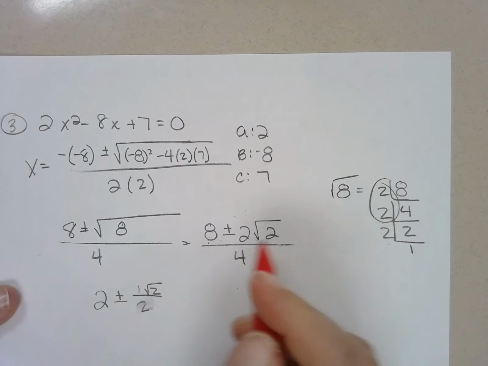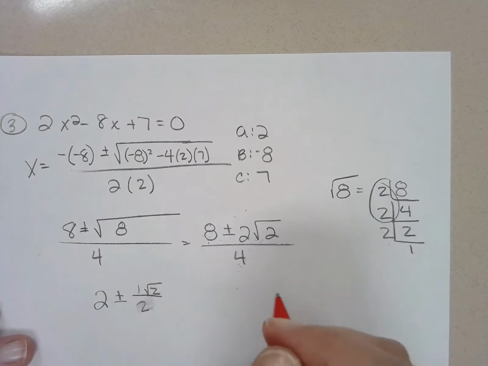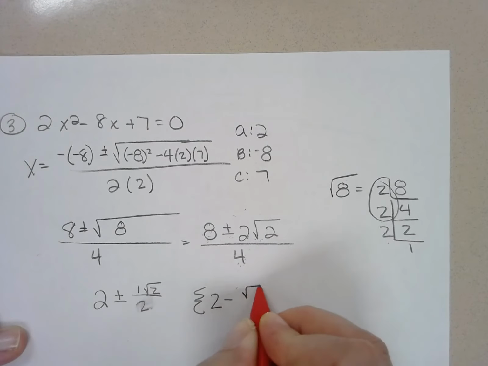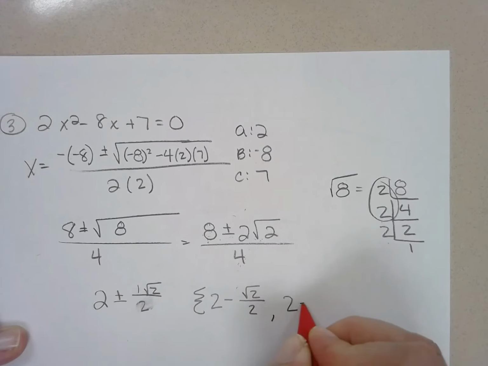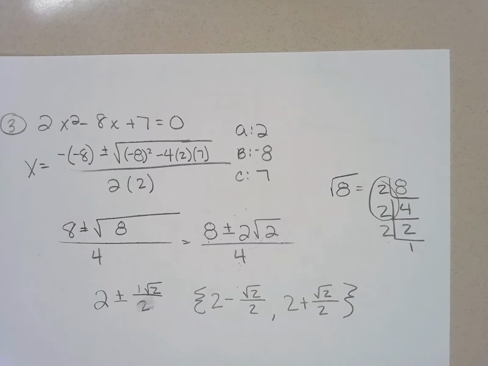So even though there's a plus and minus sign here, if both pieces will simplify, if the 8 over 4 will simplify and the 2 over 4 will simplify, you can reduce the numbers if at all possible. So this one would become 2 minus the square root of 2 over 2 and 2 plus the square root of 2 over 2. It's a big ugly answer. It's not the kind of answer that you like to get, but it is the most exact answer for where this quadratic intersects the x-axis.